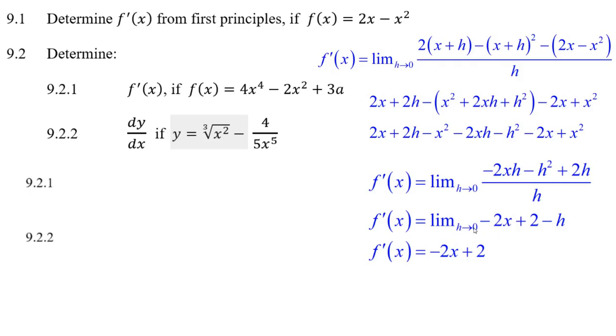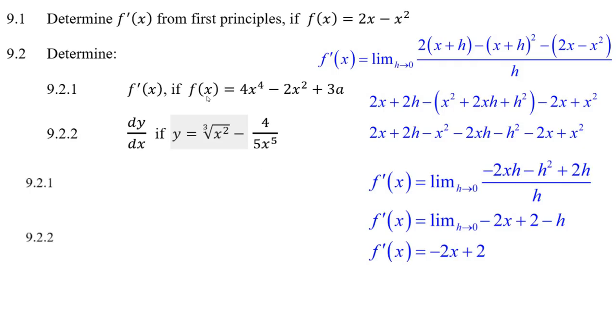Now it's time to let h approach 0 as it becomes infinitely close to 0. The gradient here, the derivative, is going to become infinitely close to minus 2x plus 2. Now we've got a way of finding the gradient at any x value. Pretty cool.